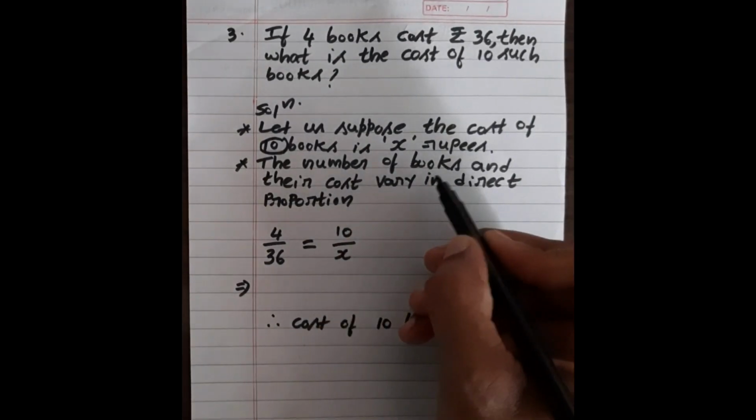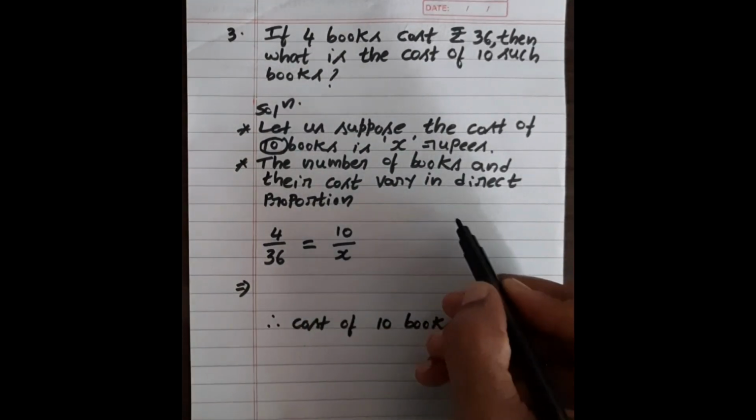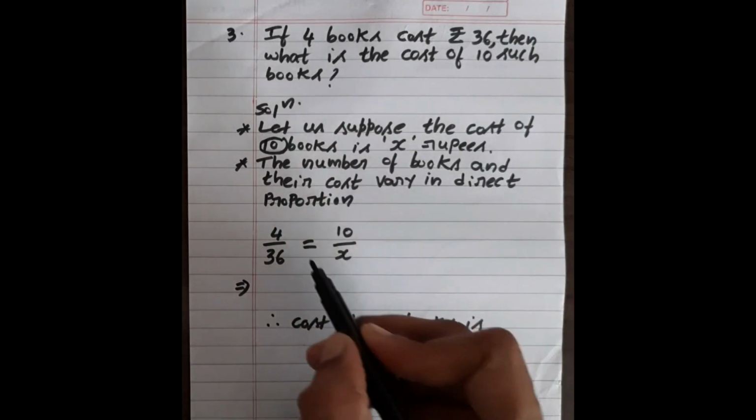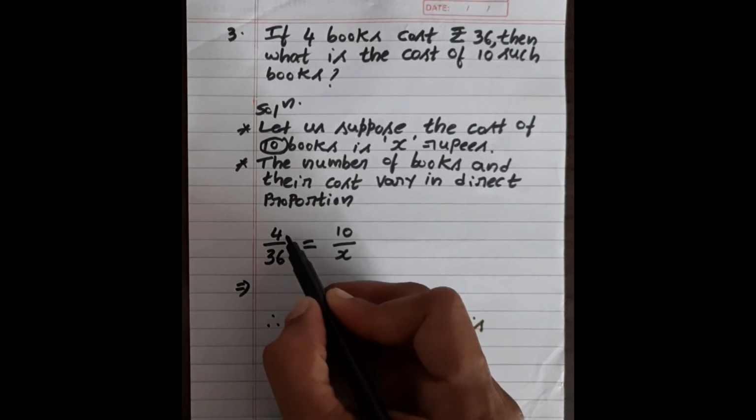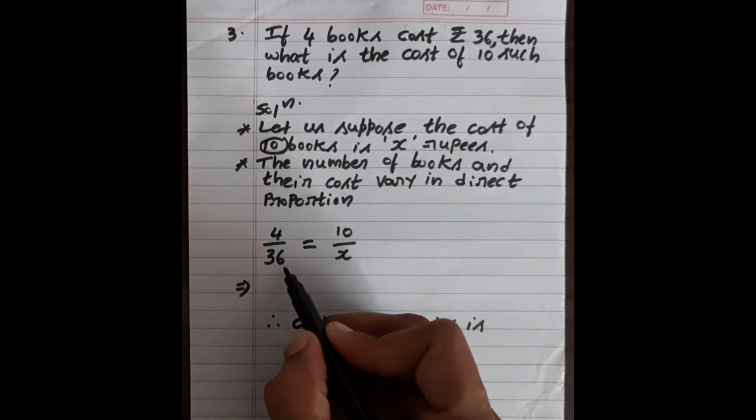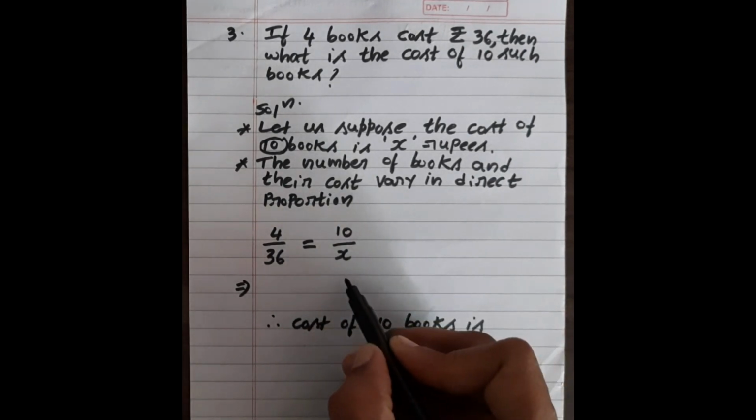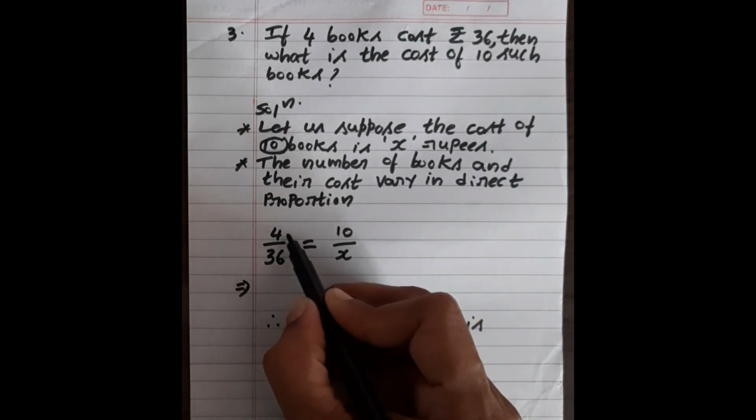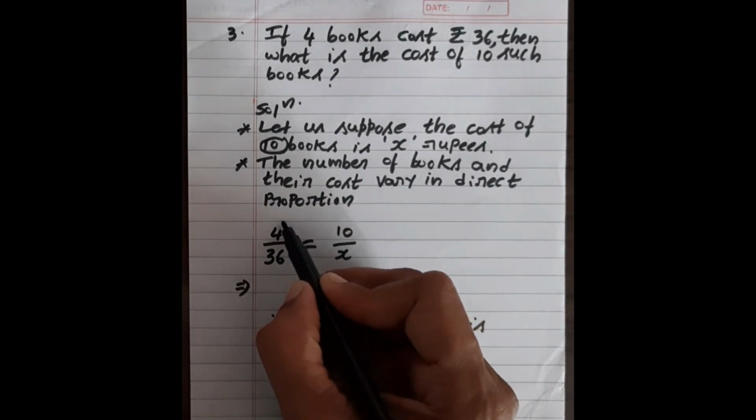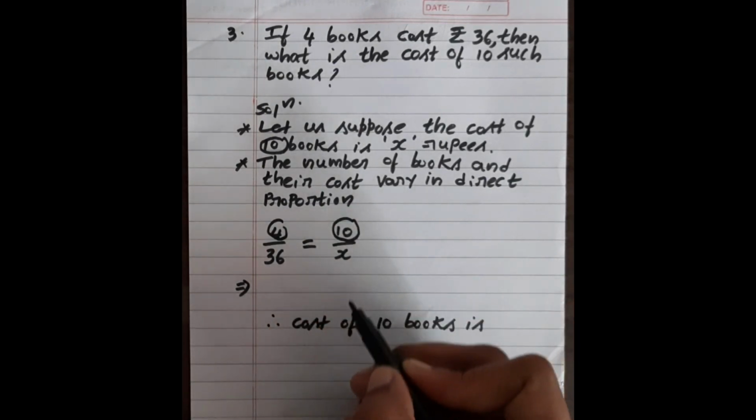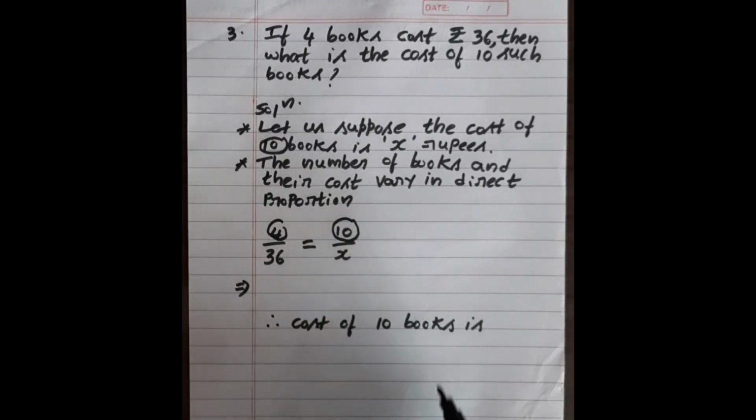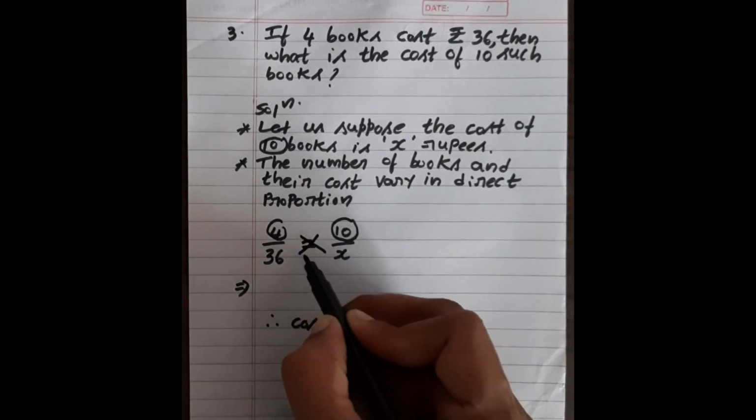The number of books and their cost vary in direct proportion. How? Because 4 books cost 36 means 10 books cost should be more in price, because here the number of quantities increased. Number of quantity means here 4 is there, here 10 is there. Okay. So according to that, price also increases. Cross multiplication we will put.